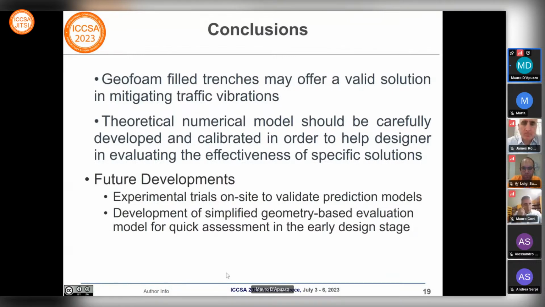And finally, we came up with some conclusions. Geofoam filled trench may offer a valid solution in mitigating traffic vibration. Theoretical and numerical models should be carefully developed and calibrated in order to help designers in evaluating the effectiveness of a specific solution. And obviously, future developments expect to evaluate some experimental trials on site to validate the prediction model and to develop some simplified geometry-based evaluation model for quick assessment in the early design stage.